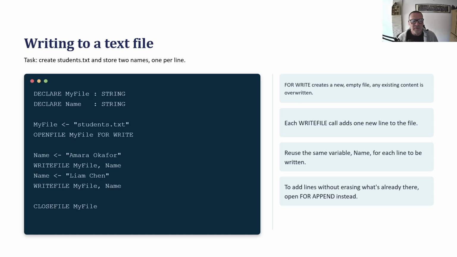Note that if the file already existed when we open it for write, the contents will be overwritten, so any previous contents will be lost. If you want to add to the end of a file, we should open it for append instead of for write.